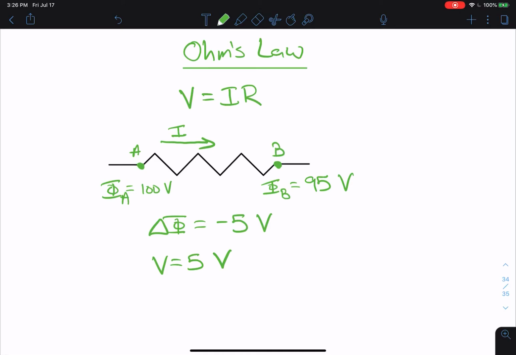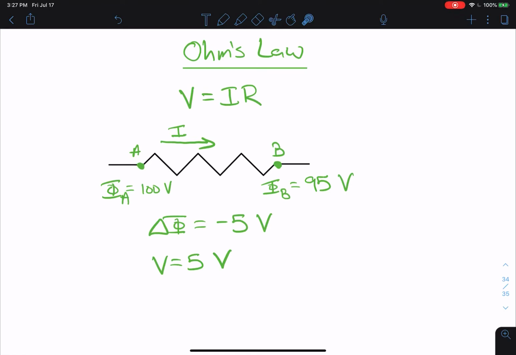And that's why we say, by the way, across the resistor, because we're talking about from the beginning to the end. And this is expected that it's a drop, because remember that the resistor transforms electrical energy into thermal energy. So we do expect the voltage to drop as the current goes through the resistor.